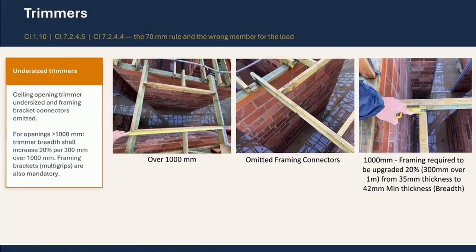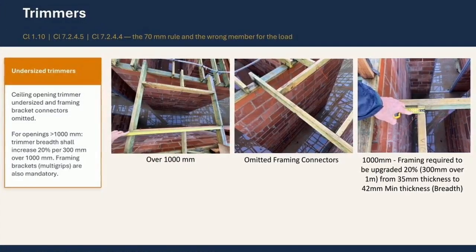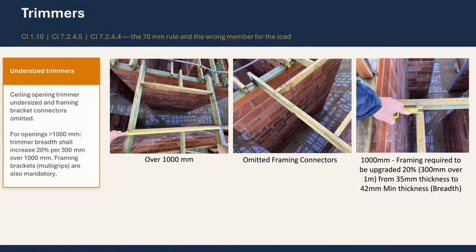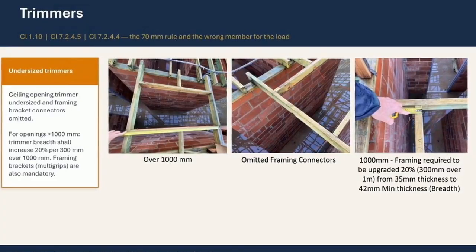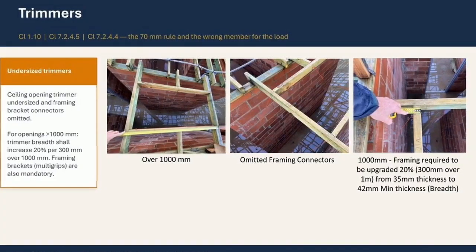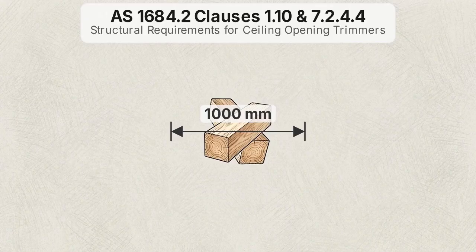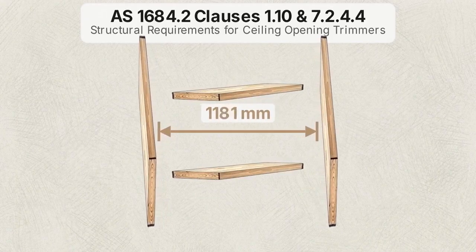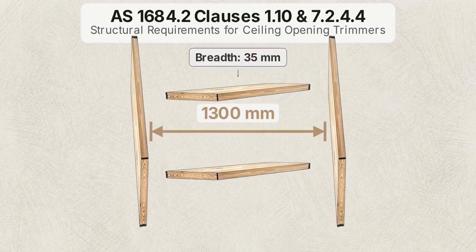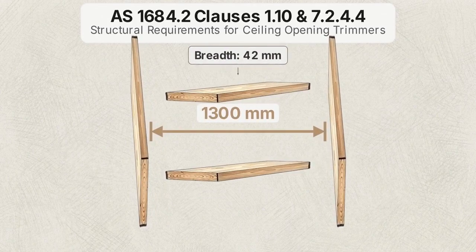The ceiling opening trimmer is a common site of noncompliance. Here, the builder omitted mandatory framing brackets, and the trimmer lacks sufficient breadth. Clause 7.2.4.4 provides the specific requirements for openings that exceed 1 meter. For every 300 millimeters an opening extends past 1 meter, the trimmer breadth must increase by 20%. Framing brackets, like multi-grips, also become mandatory.